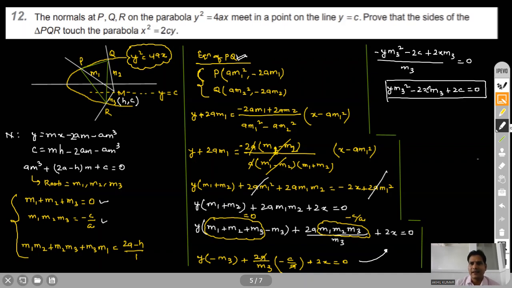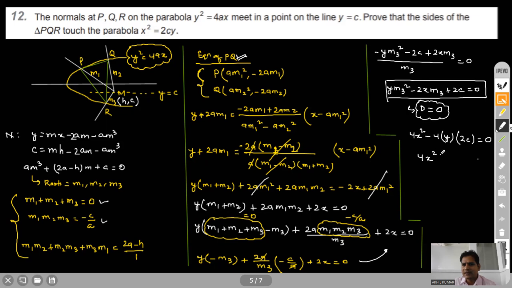Okay. So for this line to be tangent to that parabola, it should have a single value of M3. Single value of M3. That means the determinant of this quadratic should be equal to 0. So what will be the determinant? This will be basically B square, means this 4x square, minus 4 times A. What is A? Y, into C. What is C? C is 2C. This must be equal to 0.